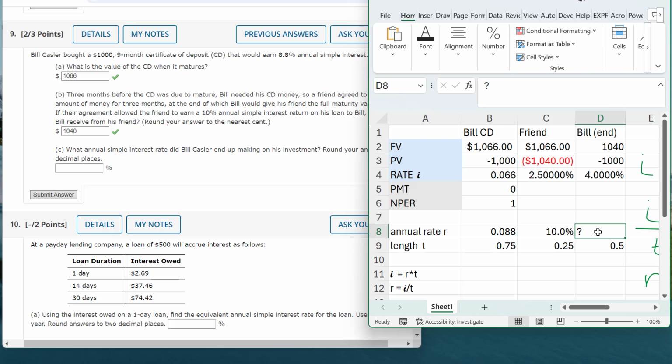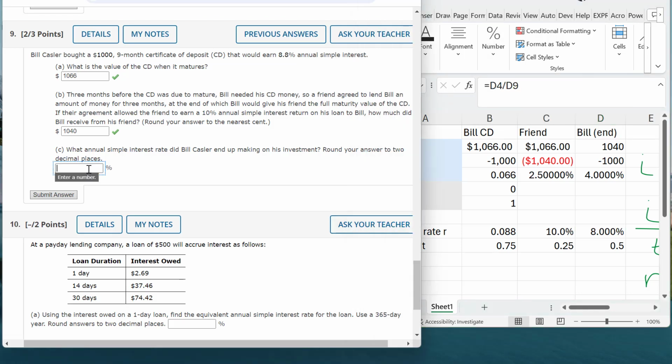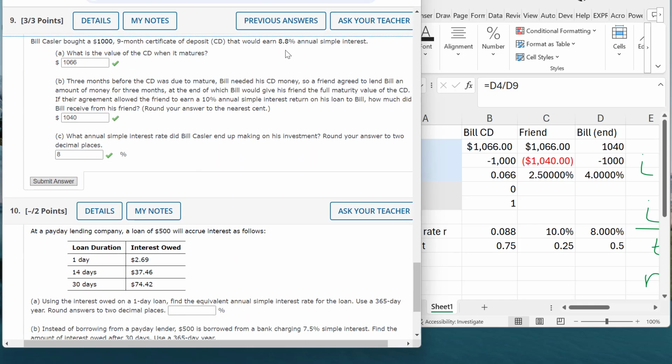Okay, then, to find the annual rate, solving for the annual rate, I take the rate per period and I divide by the time. So rate per period, but he made that 4% in only half of a year. So that's the equivalent of 8% for the entire year. So if he would have kept his contract with the bank, he would have made 8.8%. But he gave away part of his interest to his friend by giving him a higher interest rate.